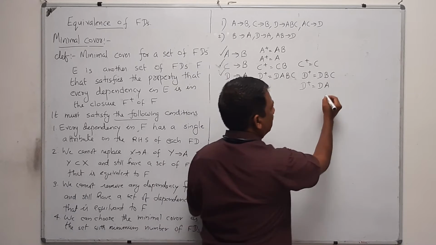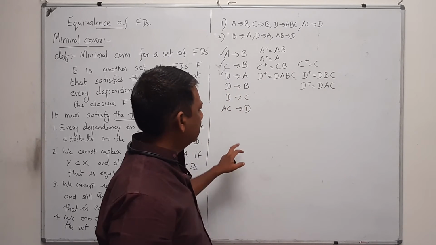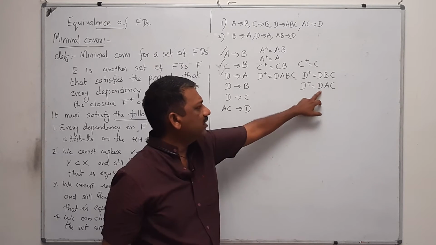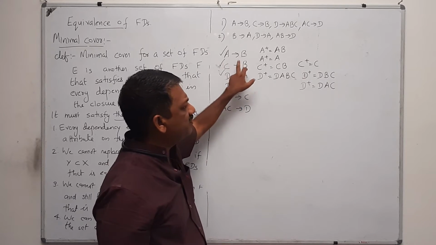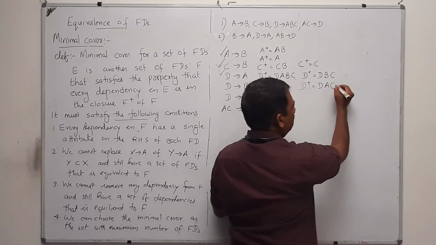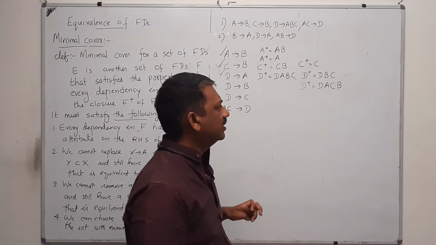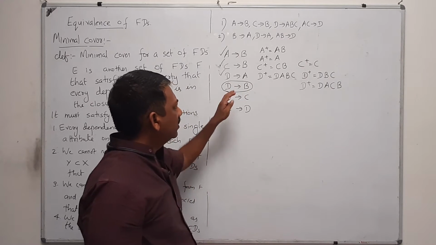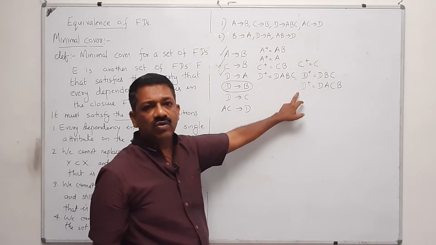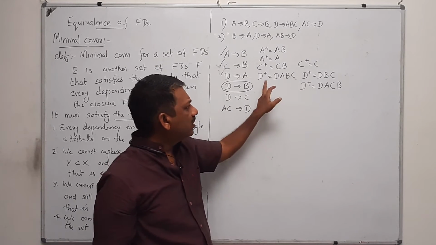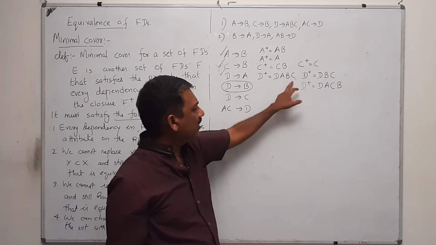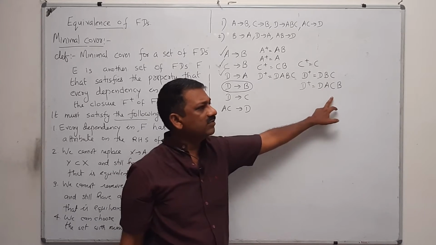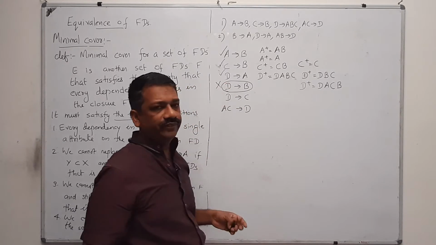D derives C is there. Now DAC. AC determines D. AC is here, AC determines D, so D is already included. What about this? A determines B, which means B is also included. So DACB. That means even if D determines B is not present, the closure of D remains the same. So the closure of D is DABC, and after removing D determines B, again the closure is DACB. So this can be removed.